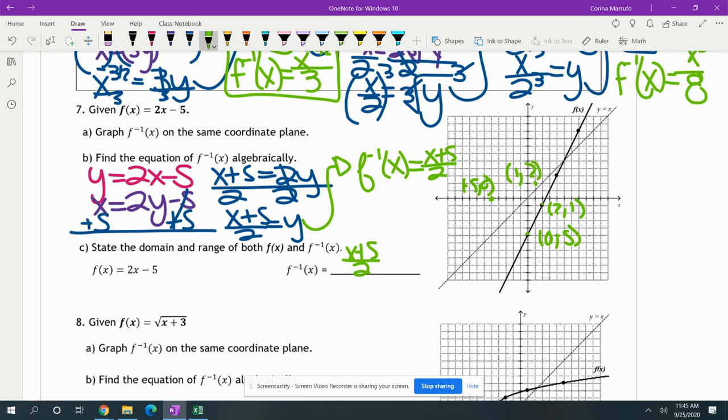And then this next one is 1, 2, 3, 4. 1, 2, 3. This point is 4, 3. So you flip it, 3, 4. So 1, 2, 3, 1, 2, 3, 4. And would be this point.